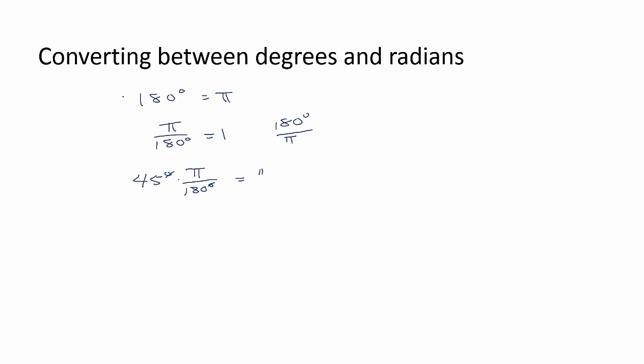So I'm going to have pi times 45 over 180. And then I can just reduce. I can see that 9 goes into the top 5 times, and 9 will go into 180 20 times. Also, 5 will go into 5 once and into 20 4 times, so I'm left with pi over 4 radians.